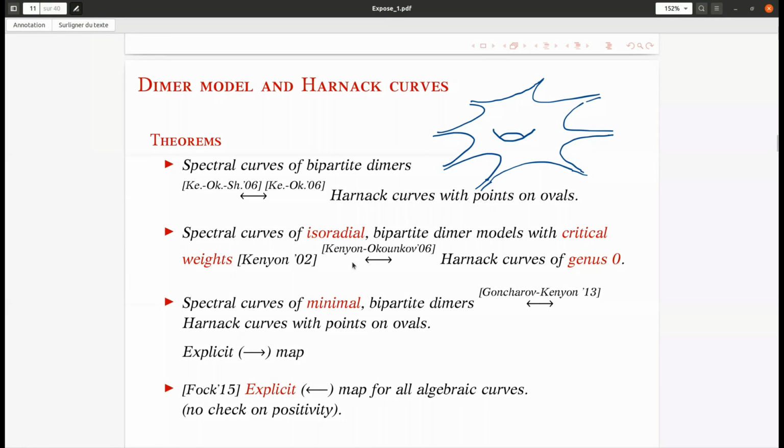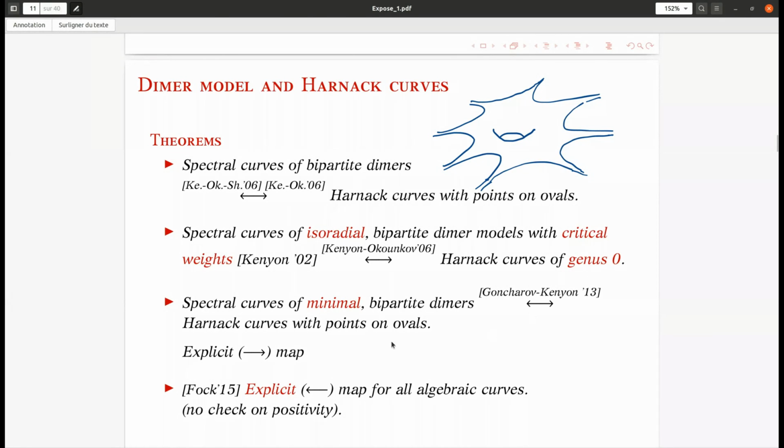Then you have other types of results, that spectral curves of isoradial, so these will be specific graphs, bipartite dimer models with critical weights, I will not tell you what they are, but a specific family of weights, are in correspondence with Harnack curves of genus 0. So this is a more specific result, which really identifies which dimer models correspond to Harnack curves of genus 0. The genus of the curve is basically the number of holes. So here I have drawn a Harnack curve of genus 1. So genus 0 is essentially a sphere.